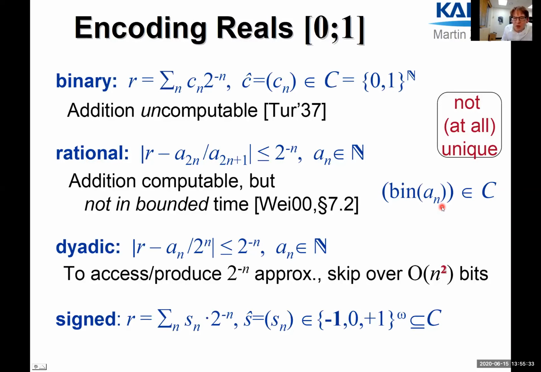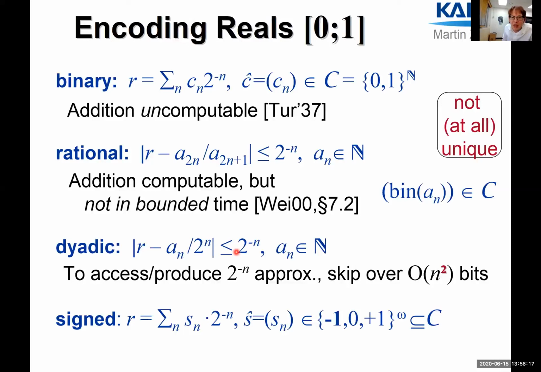And since the code is an infinite binary sequence of all these n-bit numbers, with n increasing, that means in order to arrive at the precision 2 to the minus n approximation, one first has to skip over all previous precision approximations, with error 2 to the minus (n minus 1), 2 to the minus (n minus 2), and so on. And each one has length n, so that the total number of bits to skip over here is 1 plus 2 plus 3 plus up to n, and that's n squared bits. So this is really a quadratic number of bits that a Turing machine has to skip on its input tape in order to even access the precision it is interested in.